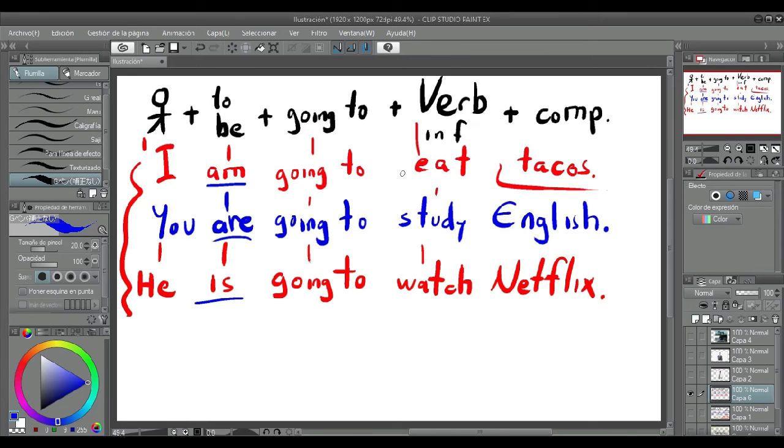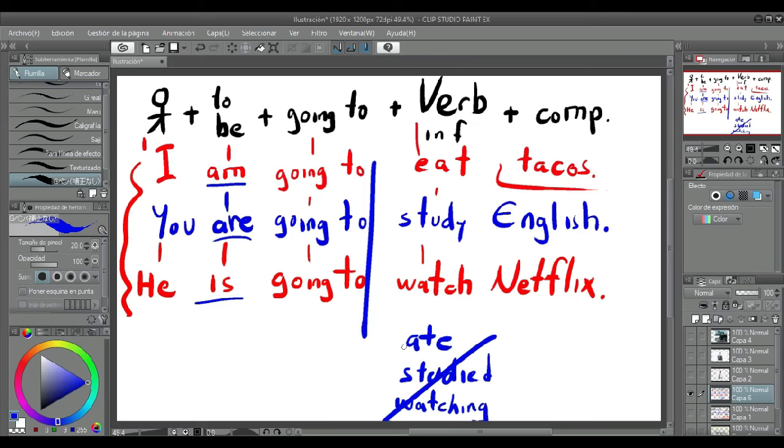Alright, as I was saying, going to is the same in every sentence, alright? The verb has to be in infinitive. If you write, for example, ate, studied, etc., or maybe watching, these are wrong. You have to use infinitive. Then let's say the verbs in simple present. And the complements, you can write whatever you want.